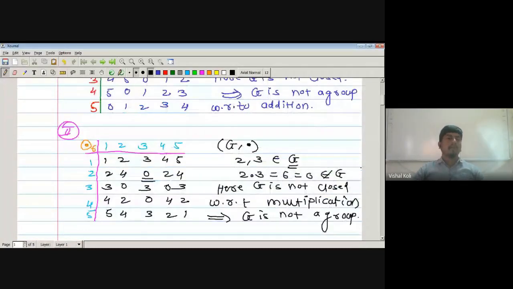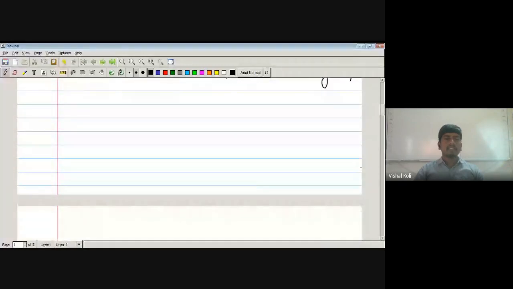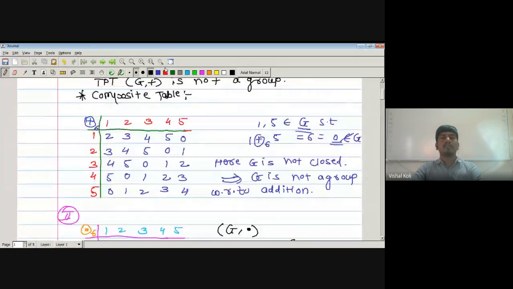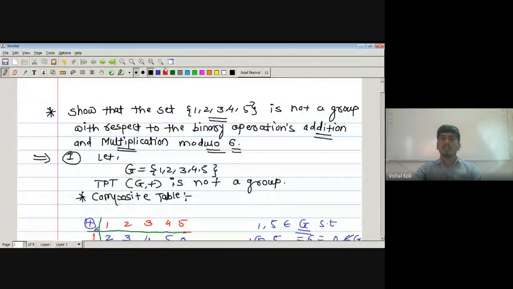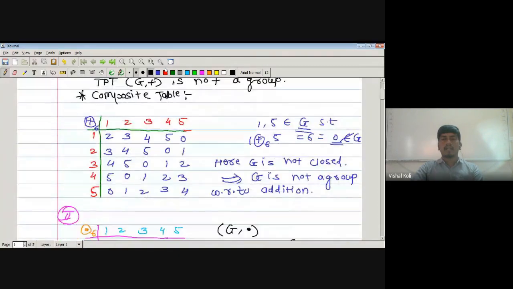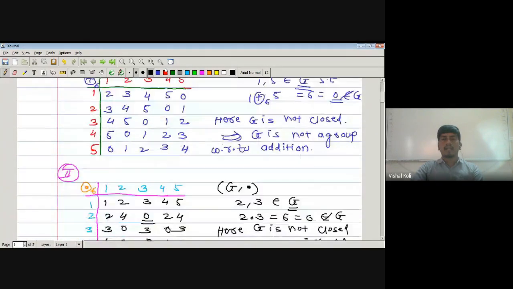Okay. Now, the next example. Therefore, the given set G, which contains five elements 1, 2, 3, 4, 5, is not a group with respect to both binary operations, that is under addition modulo 6 and also multiplication modulo 6, since it fails to hold the closure property.